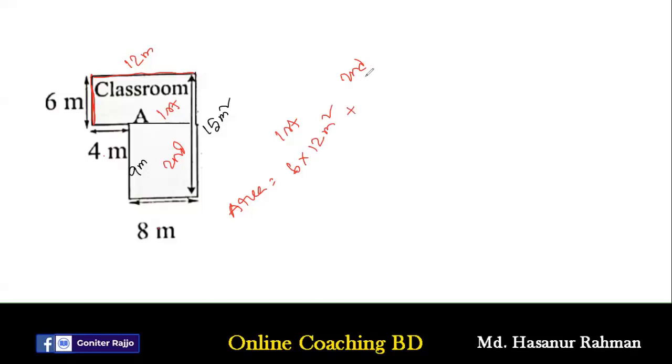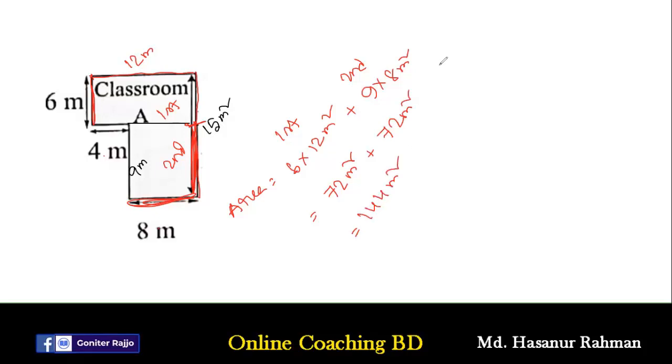Okay, now we have to find out the area of the second part. If we look at this, the total is 15. So from 15, if we subtract 6, we'll get 9 meters. So this part is 9 meters and this part is 8 meters. So 9 multiplied by 8 square meter. So 6 times 12 is 72 square meter plus 9 times 8 is 72 square meter. That will be 144 square meter.